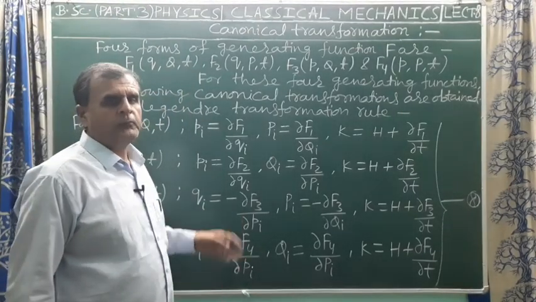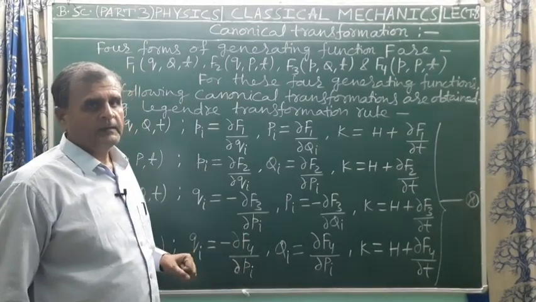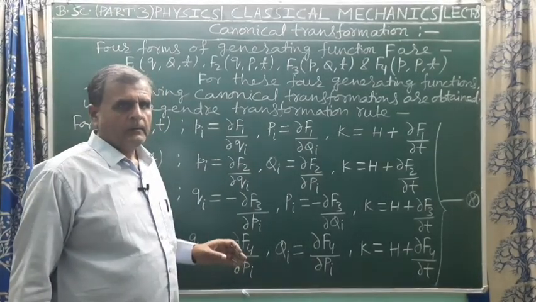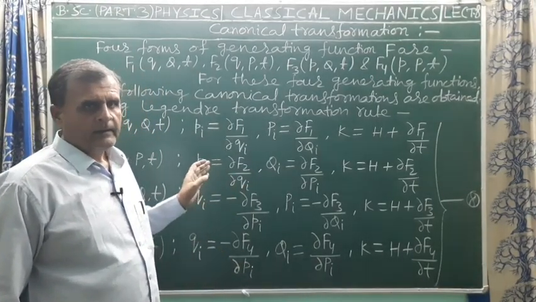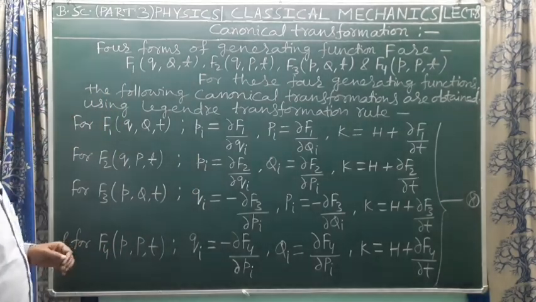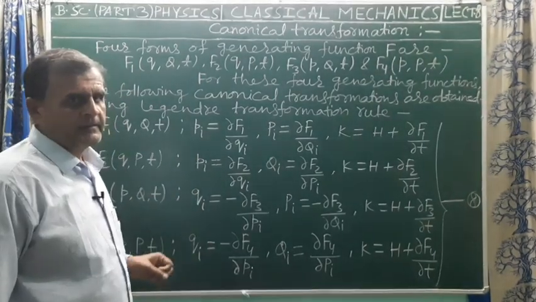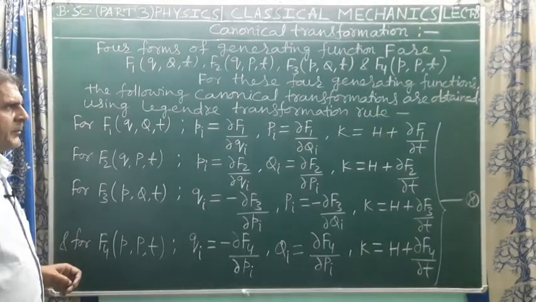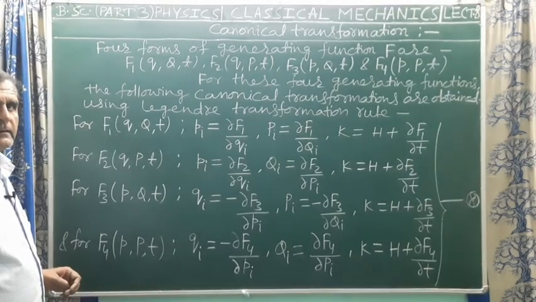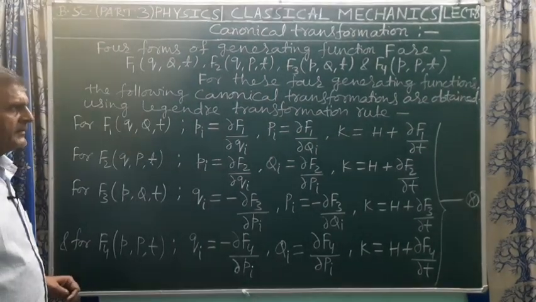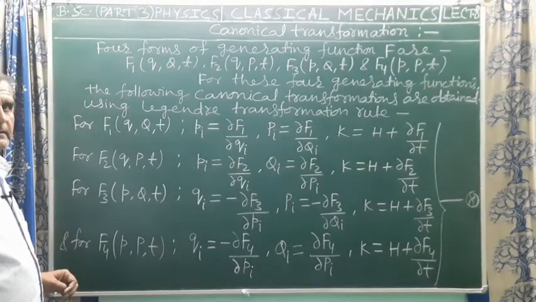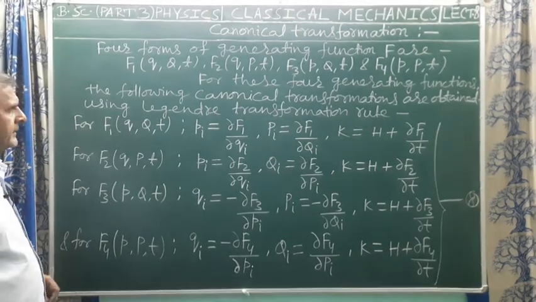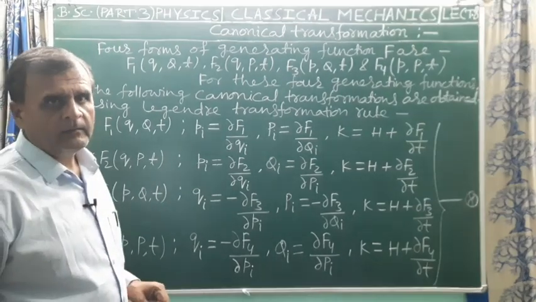Now for these four generating functions, capital F1, capital F2, capital F3, and capital F4, which we have discussed, the following canonical transformations, that is canonical transformation equations, can be obtained by using the Legendre transformation rule.